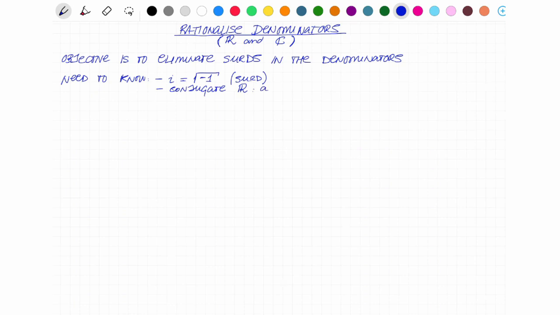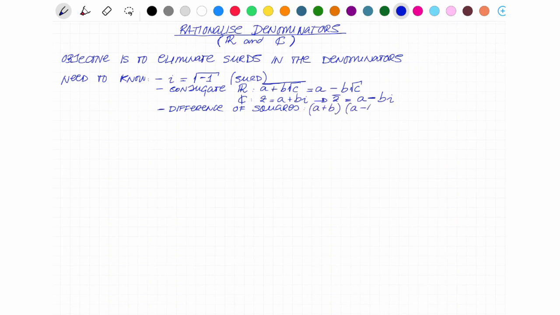And then I need to know the concept of a conjugate, which is similar but slightly different. In the real numbers, if I've got a number that has a surd part, the conjugate of it is the same number but with the opposite sign. In complex numbers, it follows the same idea: it's the negative of the imaginary part. And one thing that comes in useful too is the difference of squares, which you can derive by expanding if you don't remember it. If I've got a plus b times a minus b, that is the difference of both squares, and I don't have to expand by hand.